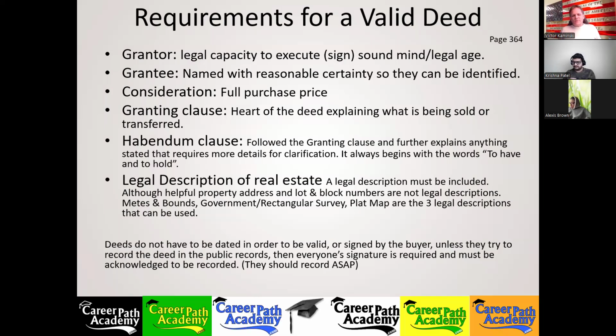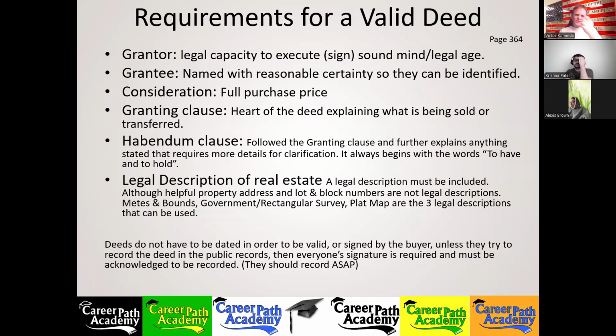The way to remember that: the habendum clause is the "have and to hold" clause. So that's the clause that begins with the words "to have and to hold," the habendum clause.